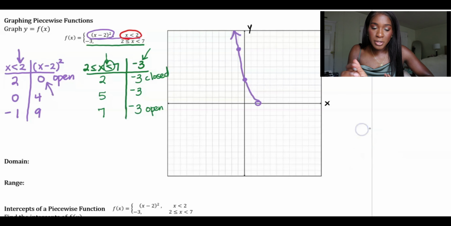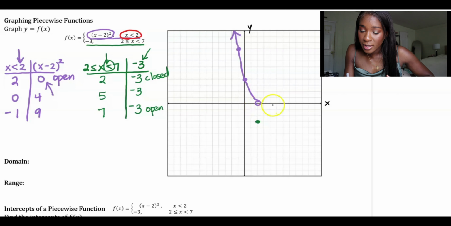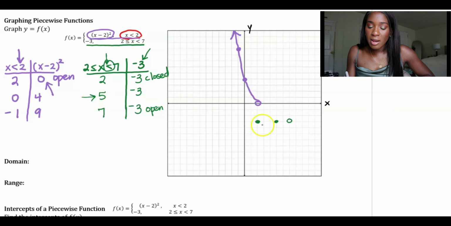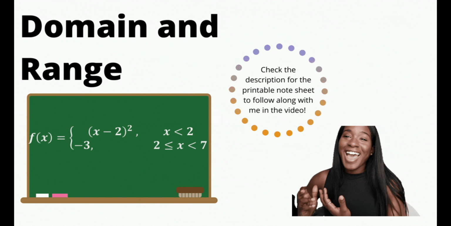Let's go on and plot the points for our second piece. We have the point 2, negative 3. That is down here. We have the point 5, negative 3. I'm just going to move over some. And then we also have the point 7, negative 3. And the point 7, negative 3 is an open point. Okay? You don't have to worry about points that didn't come from the endpoints. Those will always be closed. And I'm going to connect those 3 points there. So now I have the graph of this piecewise function.